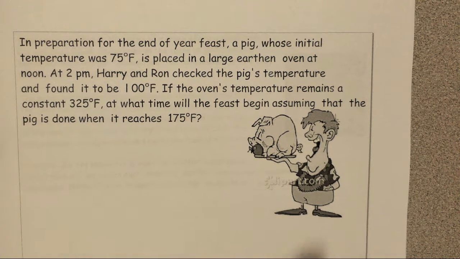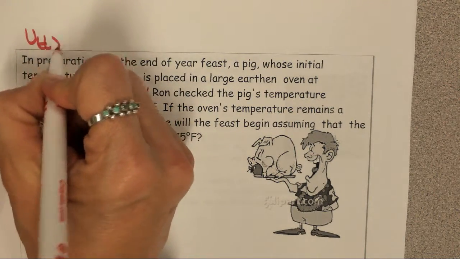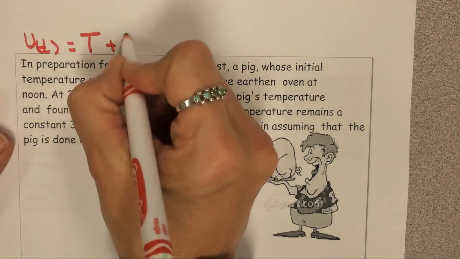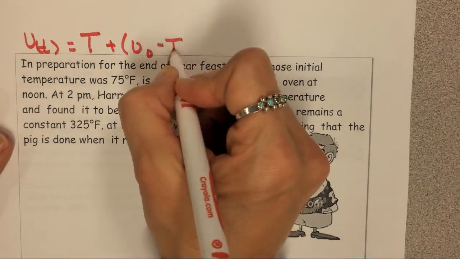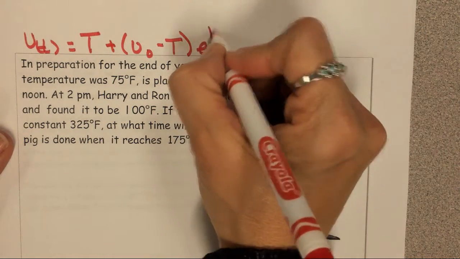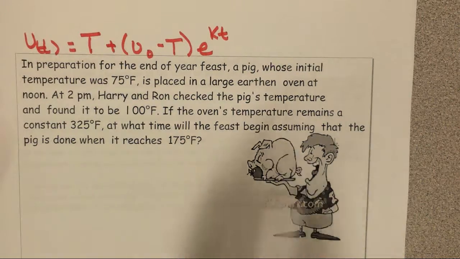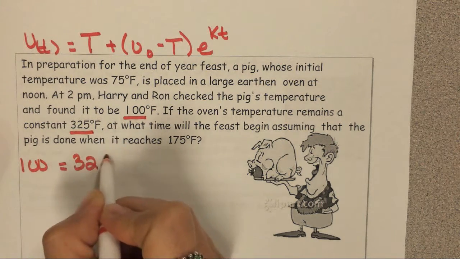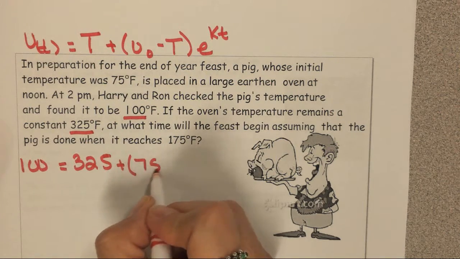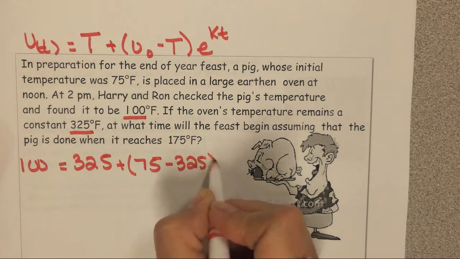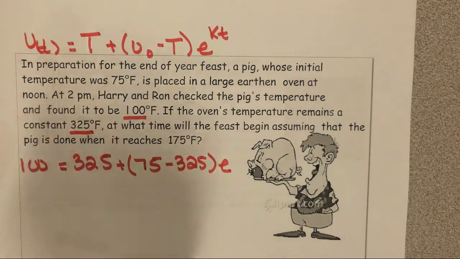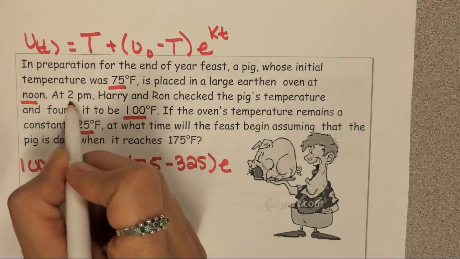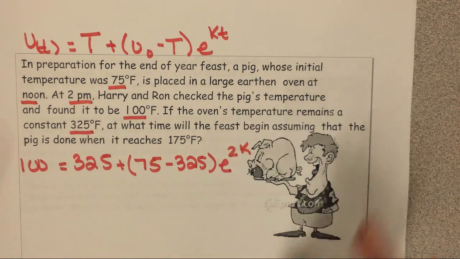All right, so let's talk about our formula again. Our formula says the ending temperature is going to be equal to the room temperature, or in this case, the oven's temperature, plus whatever the initial temperature was, minus the oven temp, times E to the KT. Right now I know I have an ending temperature of 100 degrees. The oven is 325. My initial temperature was 75 degrees, minus the oven, times E to the KT. How long did it take me to get from 75 degrees, my initial temperature, to 100 degrees? Well, we put it in at noon. I took a temperature at 2, so it took 2 hours to get to that temperature.